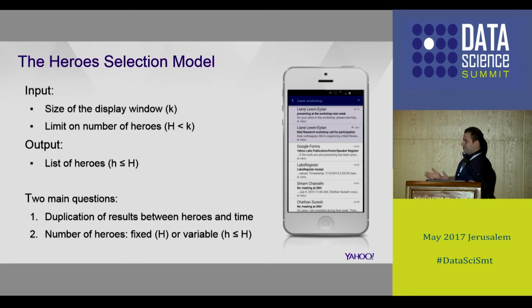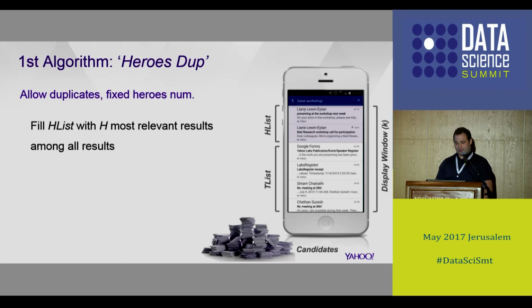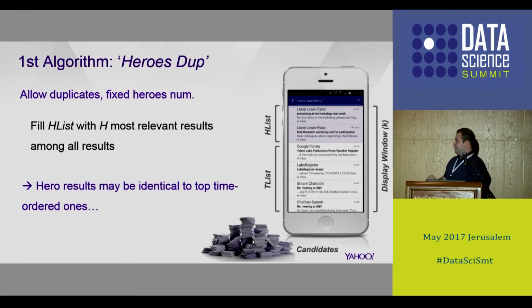And the question is, well, whether you can have duplicates between the time-sorted list in the window and the heroes, and whether you can use up all that space or just part of it. So the simplest algorithm, and maybe the most intuitive one, is take the most relevant results, choose those as heroes, the most relevant results out of all the list. And you can do that, but they might be too similar or even identical to the top time-sorted list results. So you would have duplicates, or there could be an exact match.